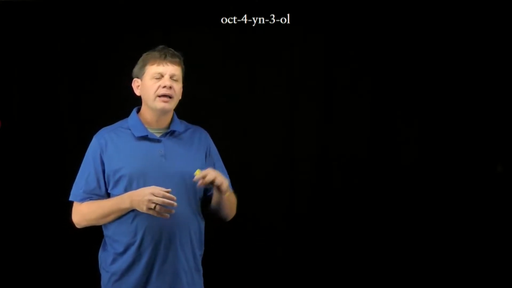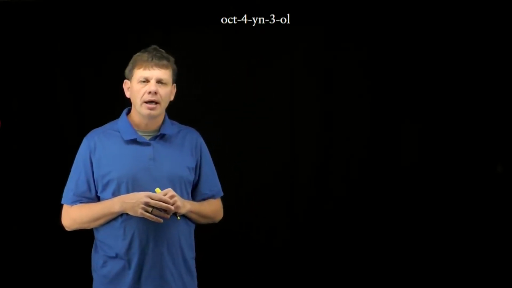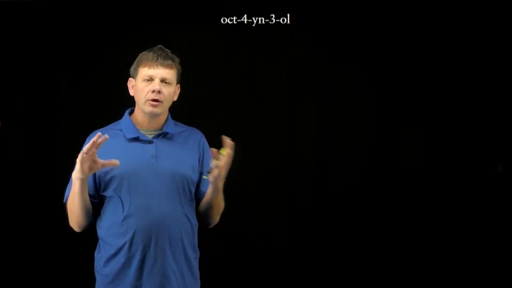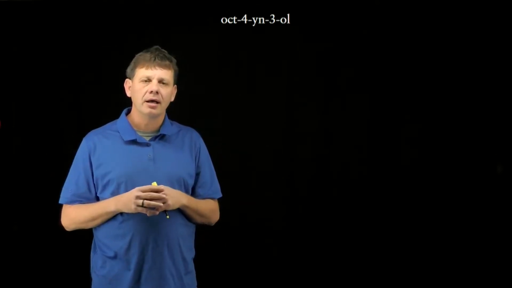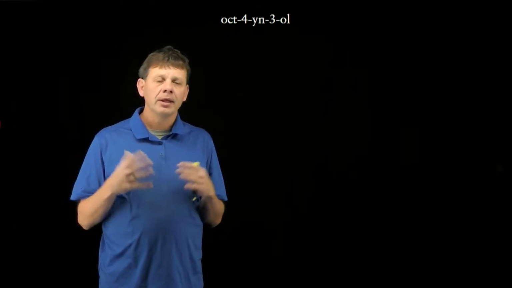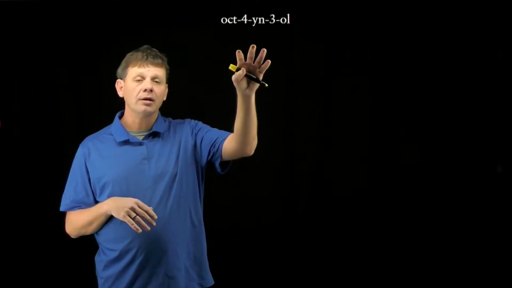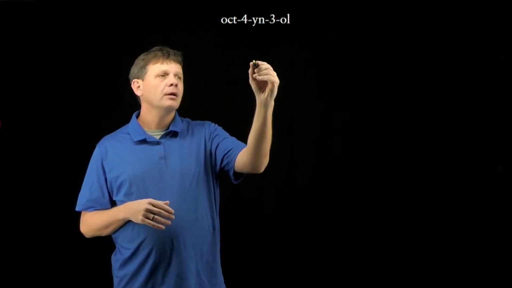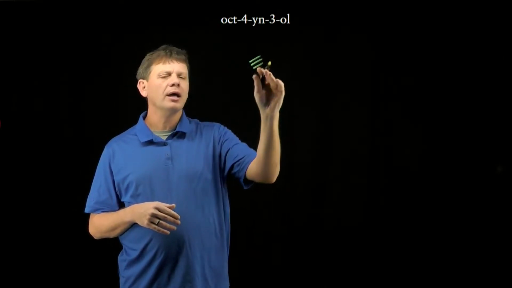In this assessment, we're asked to make the molecule oct-4-yn-3-ol using a combination of an acetylide ion with an aldehyde. Let's draw oct-4-yn-3-ol first. We'll start by drawing the alkyne.